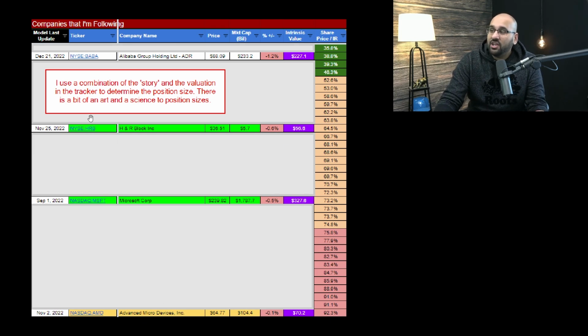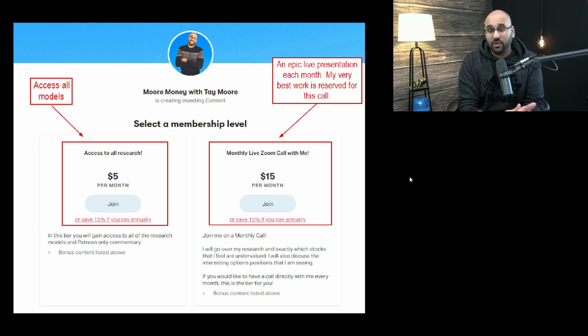So I use a combination of the story and the valuation in the tracker to determine the position size. And so what I would say is that there is a bit of an art and a science to position sizes. Now, if you don't have a tracker, I encourage you guys to build one. However, if you just want access to my tracker that I provide, which I don't encourage you guys to make investment decisions off of, it's just for you to get access to my research in an effort to help you with doing your own research.